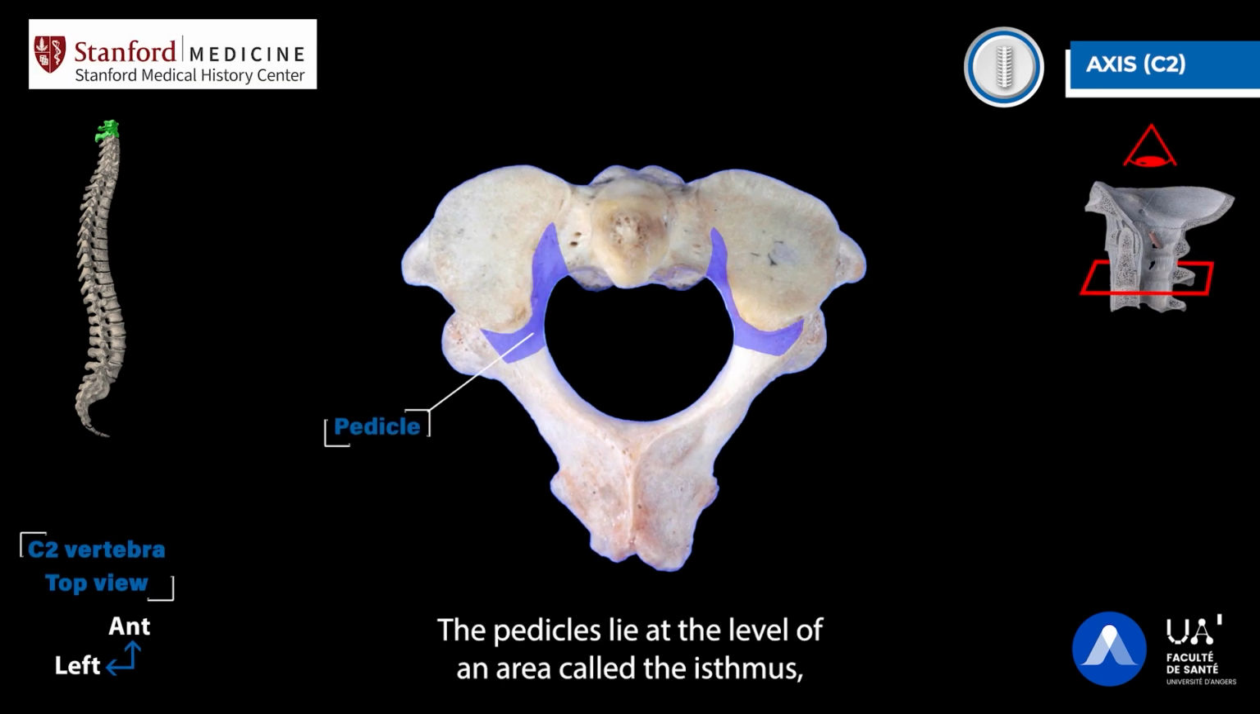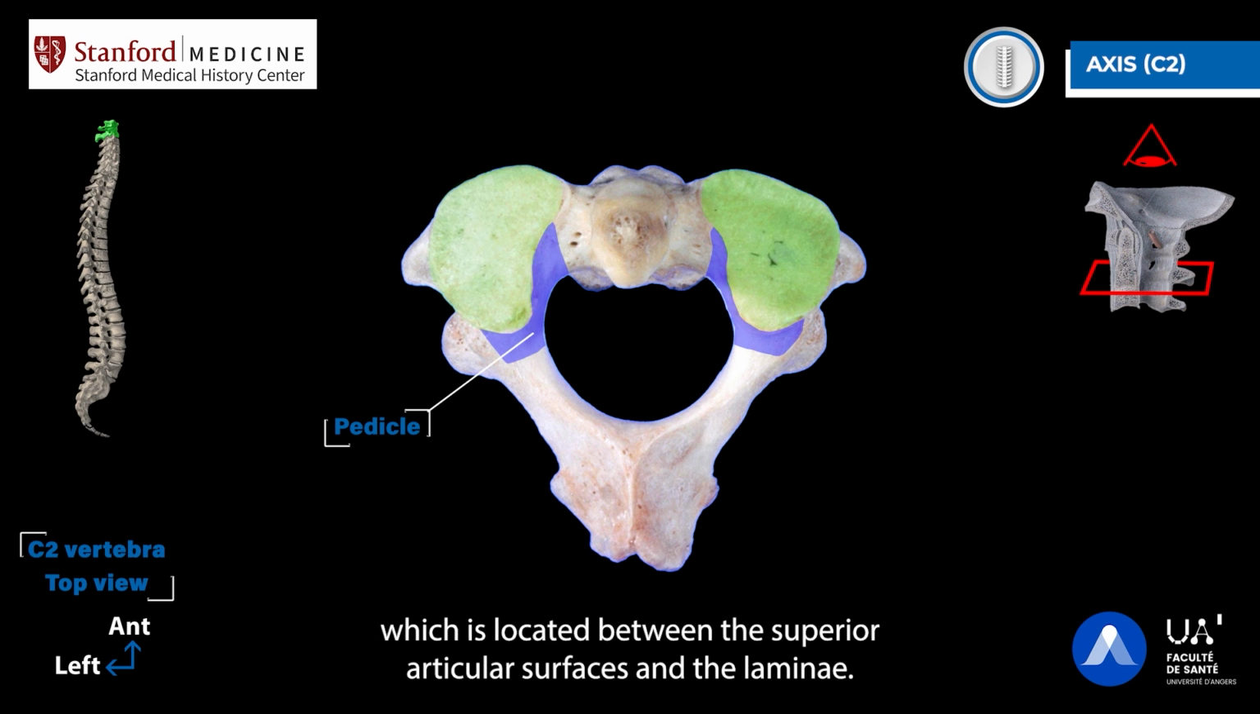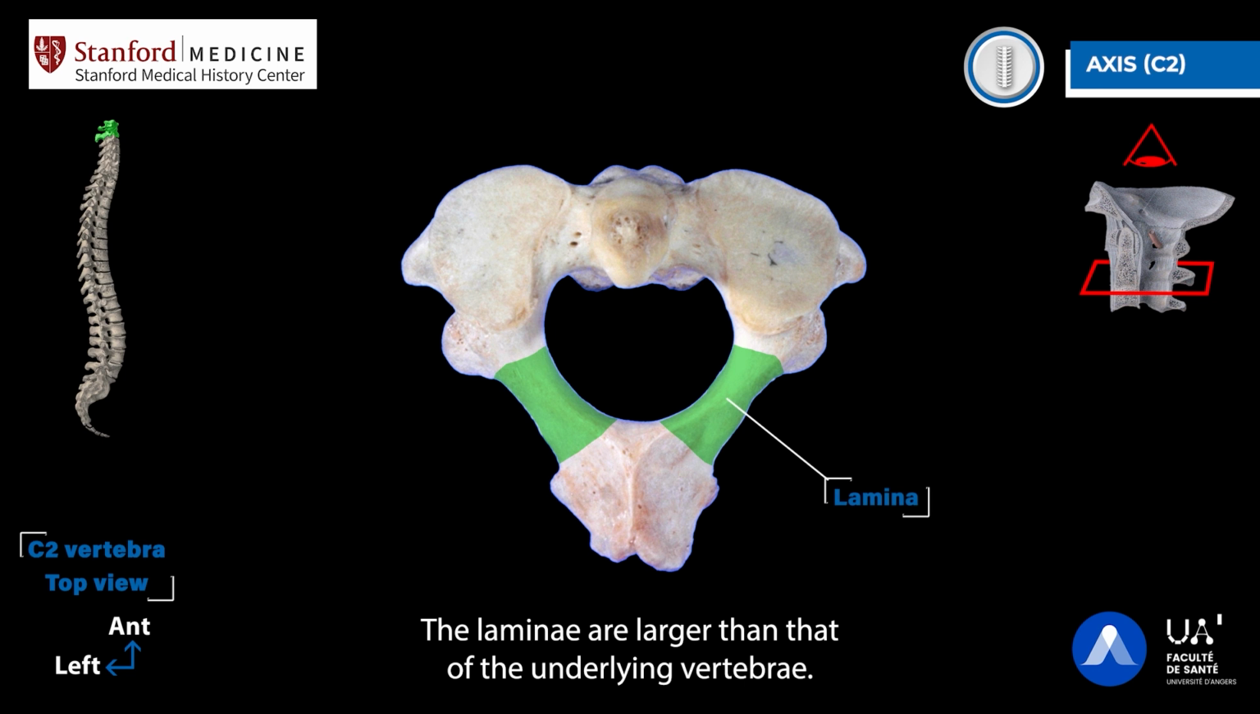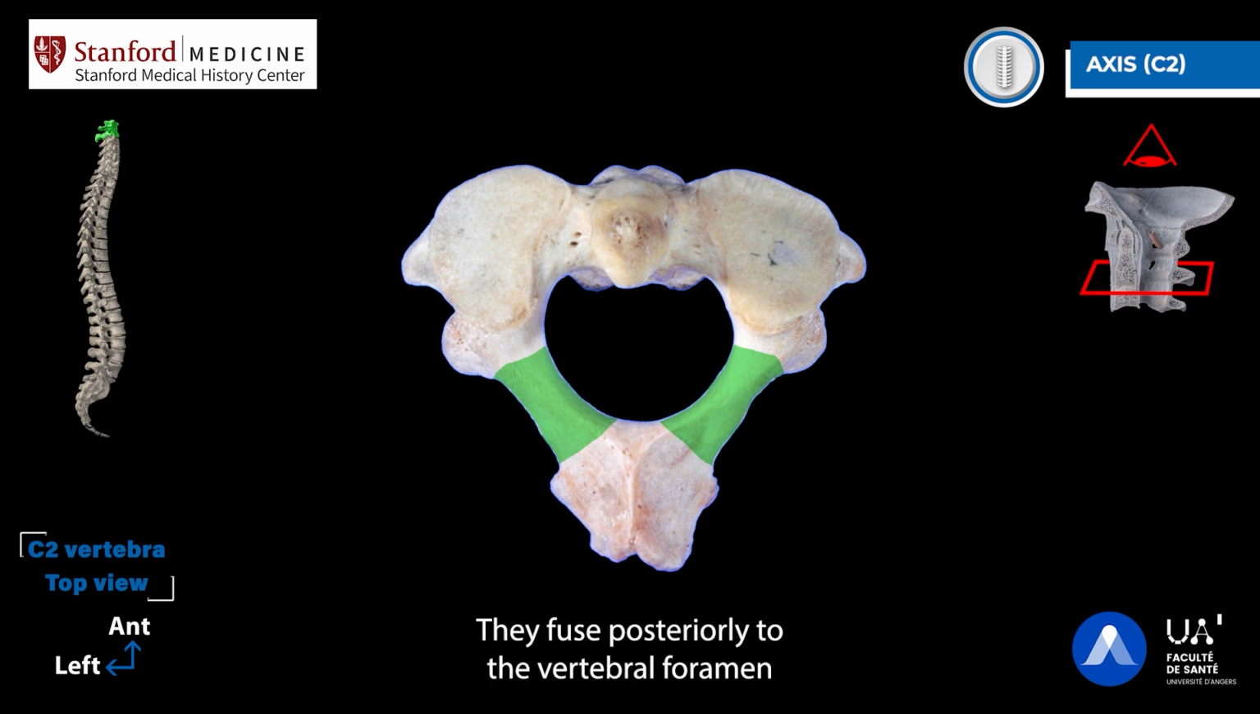The pedicles lie at the level of an area called the isthmus, which is located between the superior articular surfaces and the laminae. The laminae are larger than that of the underlying vertebrae. They fuse posteriorly to the vertebral foramen to form a massive and bifid spinous process.